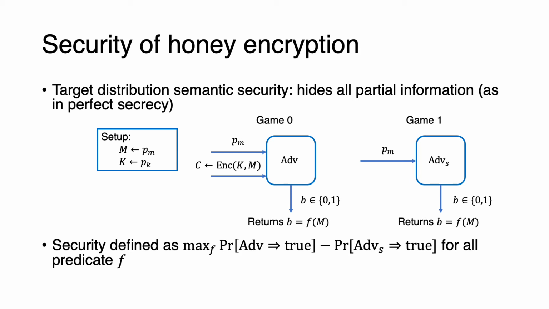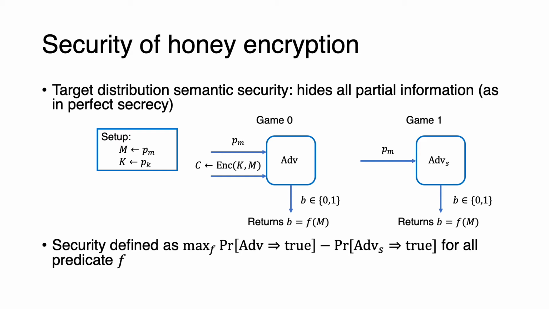The very beginning work on honey encryption only considered a weaker security notion called message recovery security. Follow-up work proposed a stronger notion called target distribution semantic security, which aims at hiding all partial information of the input, as it is in perfect secrecy and entropic security. This is also the security definition we are working with.